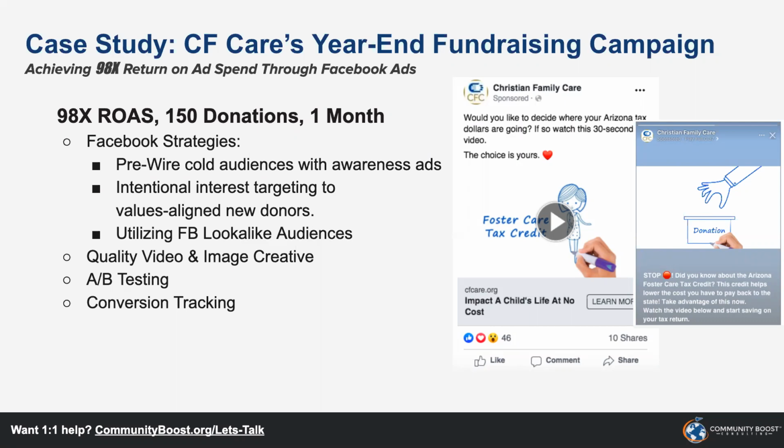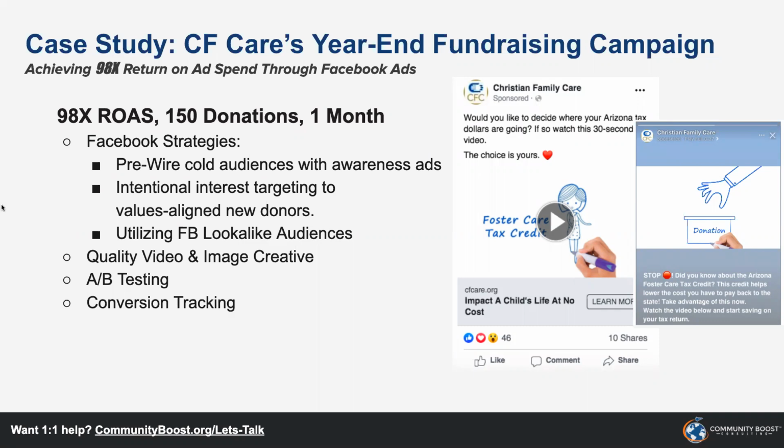So within 30 days, generating a 98x return on investment with 150 donations is remarkable. And it just attests to the numbers that Eric was just speaking about and how powerful the platform is once the proper audiences or personas are targeted.